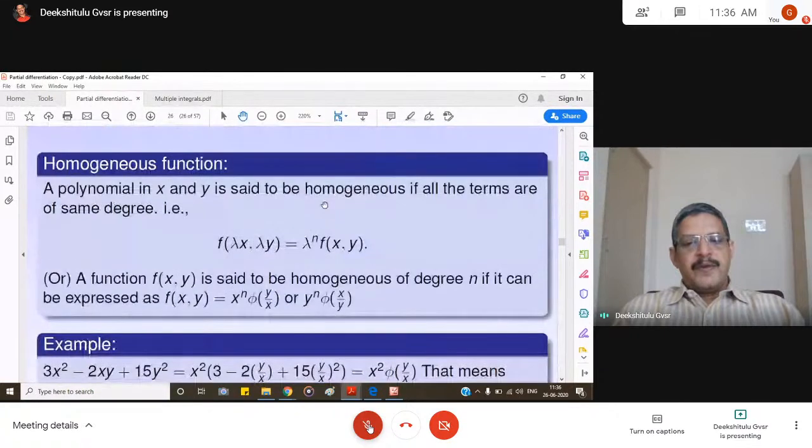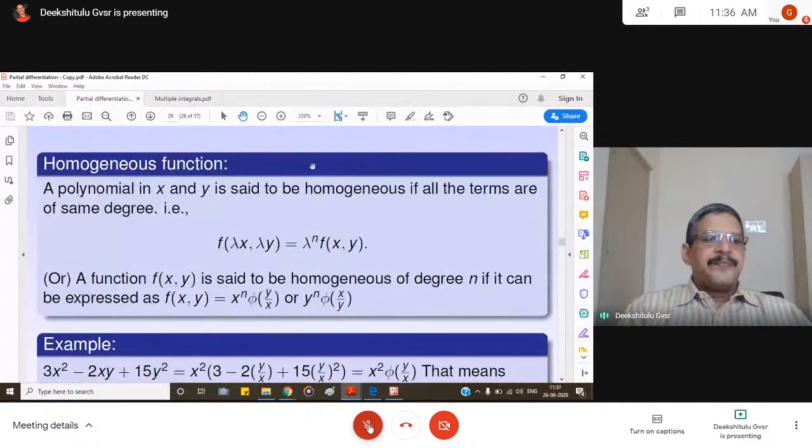Then, homogeneous function. What is a homogeneous function? A polynomial in x and y is said to be homogeneous if all the terms are of the same degree.